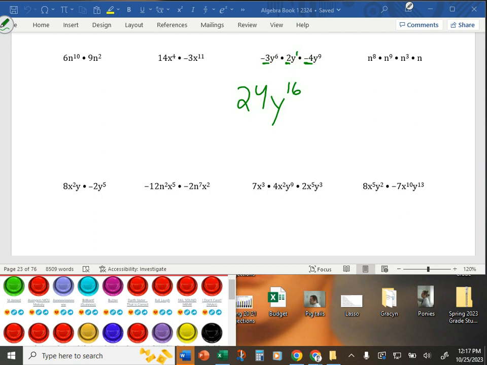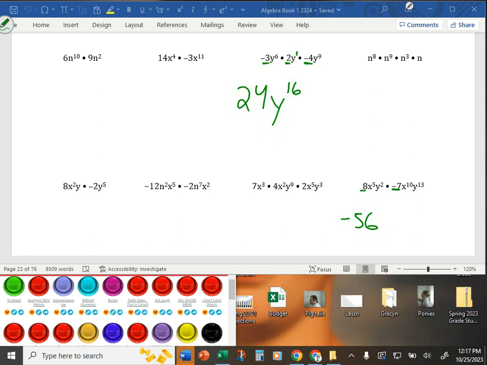8 and negative 7. Okay? And the negative sign matters, right? Because when you multiply them, a positive times a negative is going to give you a negative result, negative 56.